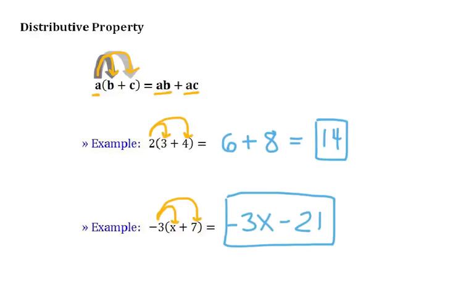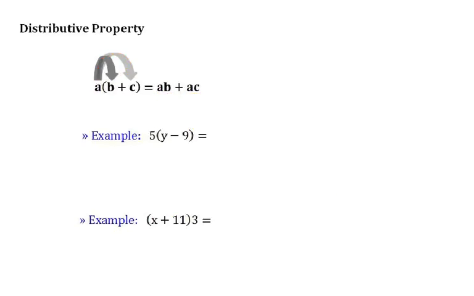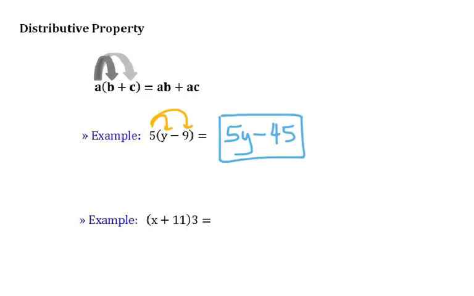That's a very classic distributive property example. And then just 2 more illustrating this property. So this time we have 5 being distributed to y minus 9 for our first example. 5 times y is just 5y. 5 times -9 is -45. 5y and -45 are not like terms, so we're done right there.